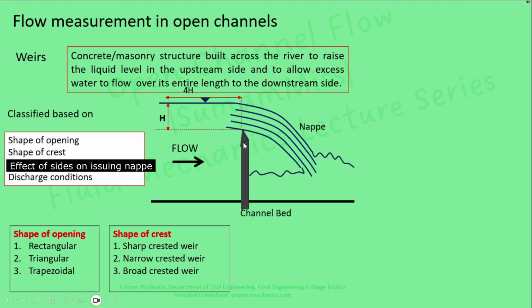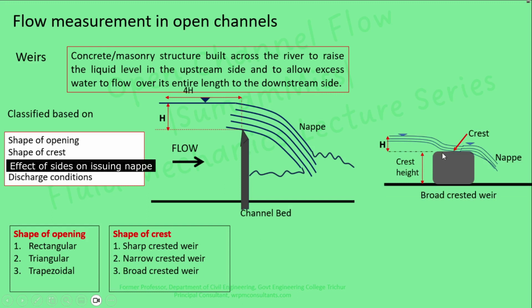The height of the crest from the channel bottom is called crest height, and in order to avoid the curved water surface profile, head is measured at a distance 4h from the upstream of this weir. In the case of narrow crested weir, crest width is very narrow and the entire water flows over the crest. Broad crested weir has a broad crest. So in this case, the flowing liquid has a surface contact with the crest.